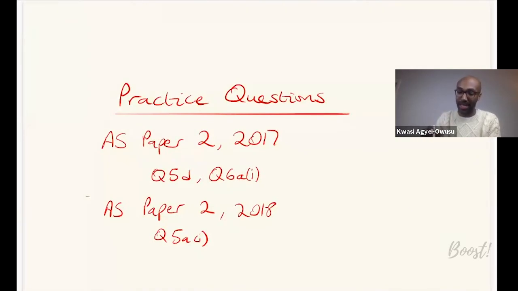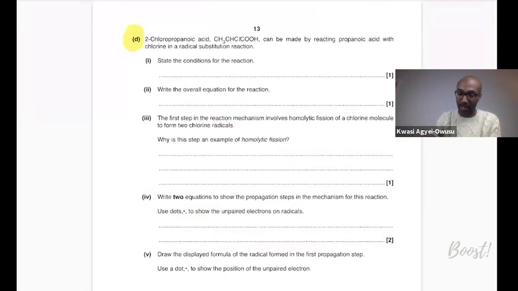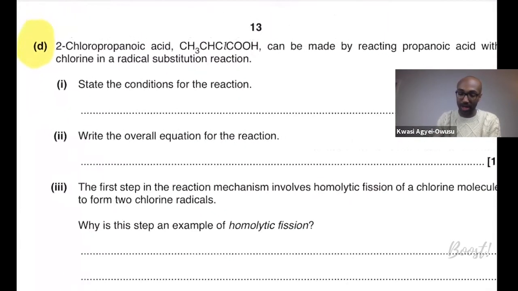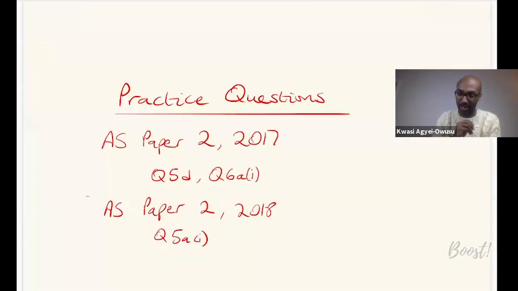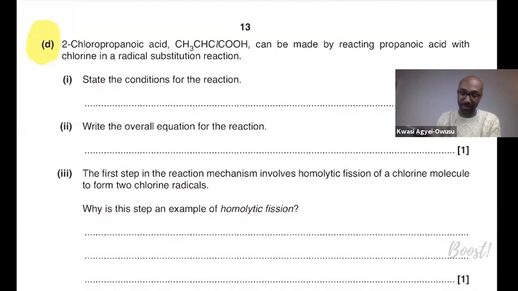So let's look at the first one then. The 2017 paper, and we're looking at question 5D. Yep, it is 5D. And we're looking at 2-chloropropanoic acid, and we're told that it can be made by reacting propanoic acid with chlorine in a radical substitution reaction. So state the conditions for the reaction.